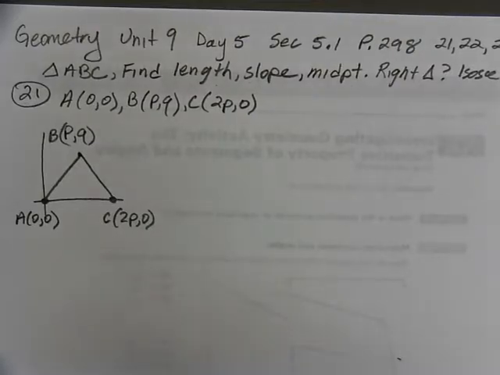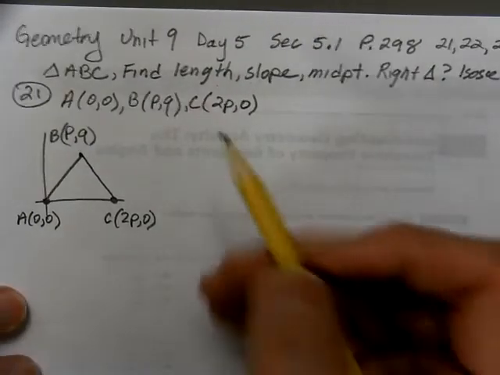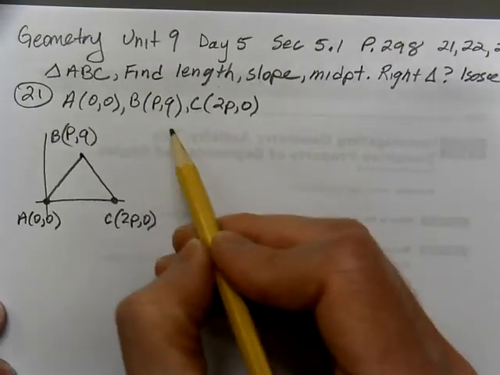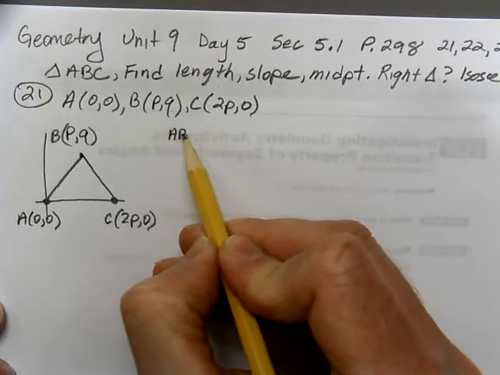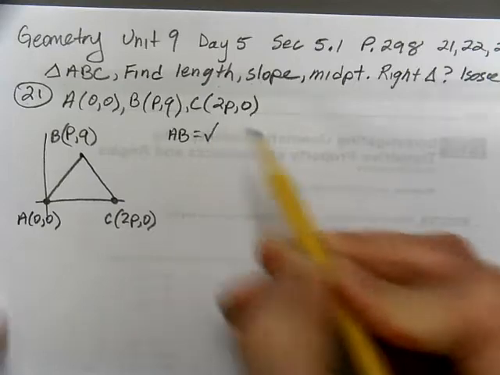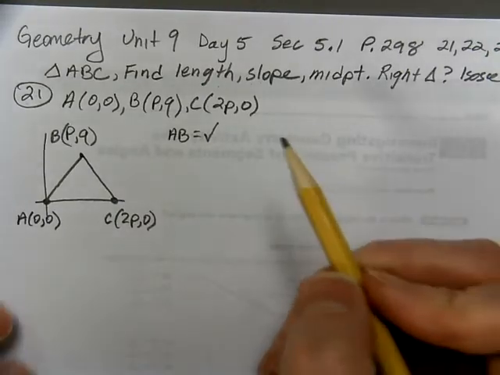So we're looking at question number 21. We're supposed to find the length, the slope, and the midpoint of each side of this triangle, and also decide if this is a right triangle or an isosceles triangle. So to find the length, we're going to look for the length of AB.